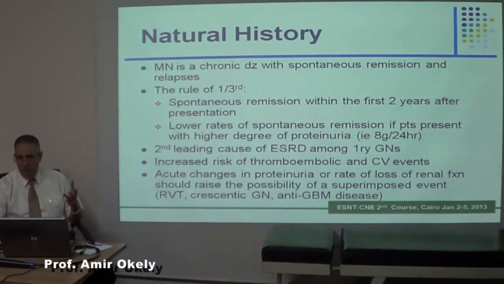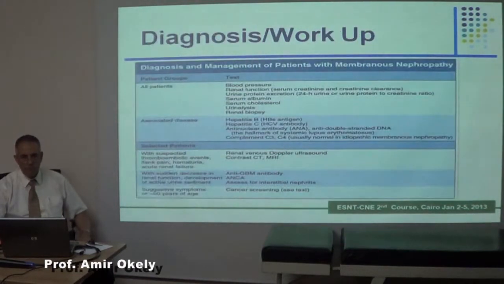We usually get some complications which may lead to rapid deterioration of kidney function, like renal vein thrombosis, crescentic glomerulonephritis, and anti-glomerular basement membrane disease. And also there is an increased risk of thromboembolic and cardiovascular events in patients with membranous nephropathy due to the very high level of protein excretion in urine, or 24-hour urine protein collection.